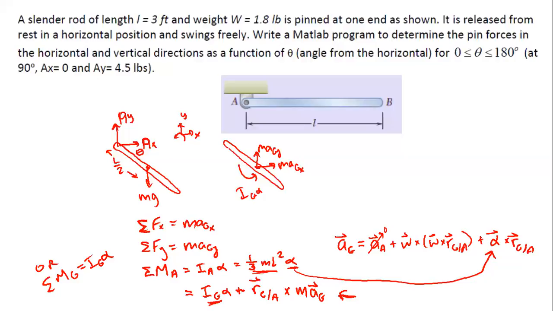Okay, so if I was just starting off asking you what the forces were at the very beginning when it's at rest, then AG would really only be a function of the alpha. Right? But if I want to know it at any time, then how can I find omega as a function of theta?